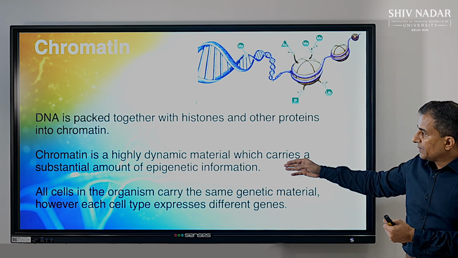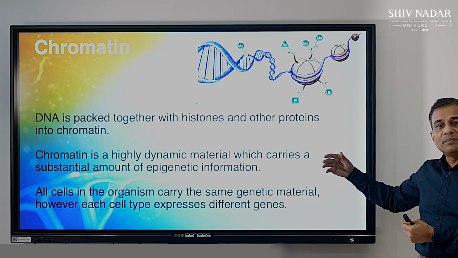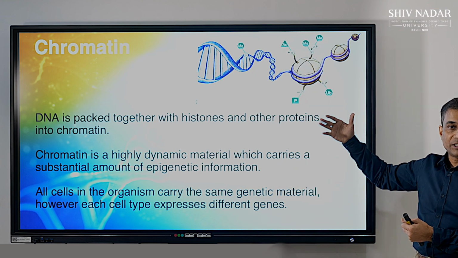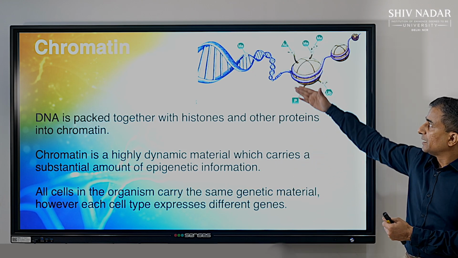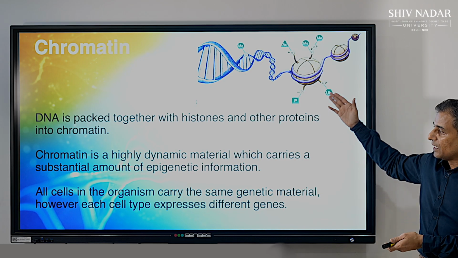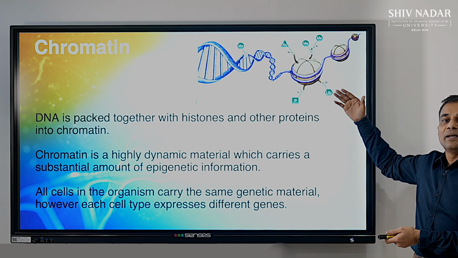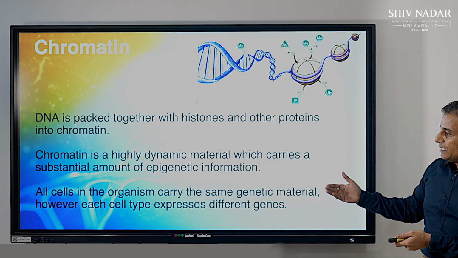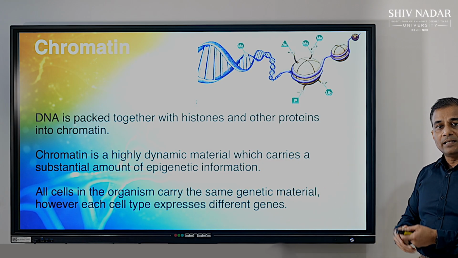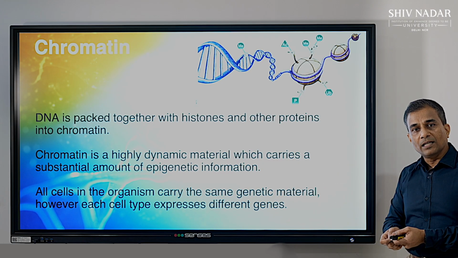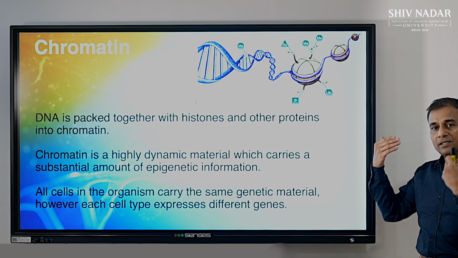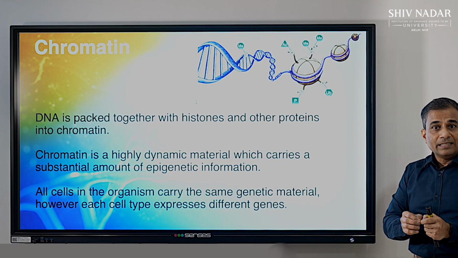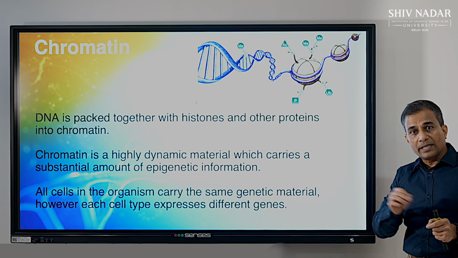It's a highly dynamic material which carries a large amount of epigenetic information, and the flags that are shown here are essentially the epigenetic information that is encoded in chromatin. So we'll talk about how these flags, or the epigenetic information, contribute to the function of the genes. And finally, cells in a single organism carry the same genetic information. For example, cells in different organs of our body from head to toe are all identical in terms of genetic information, barring some exceptions.